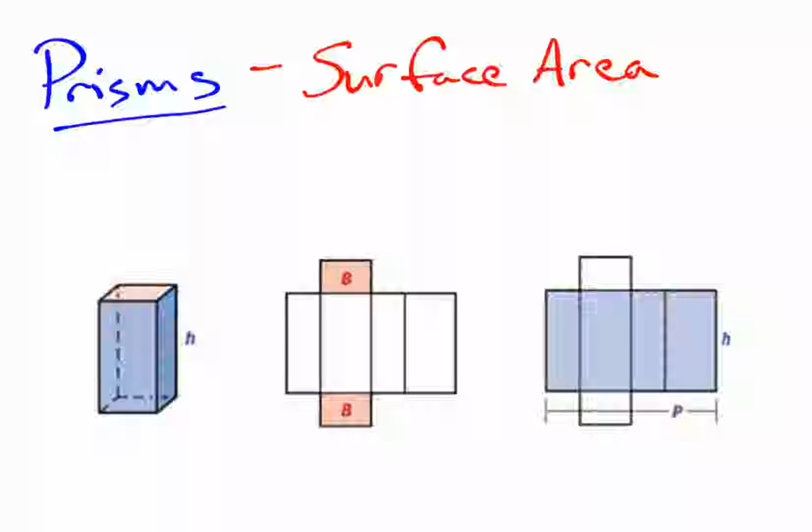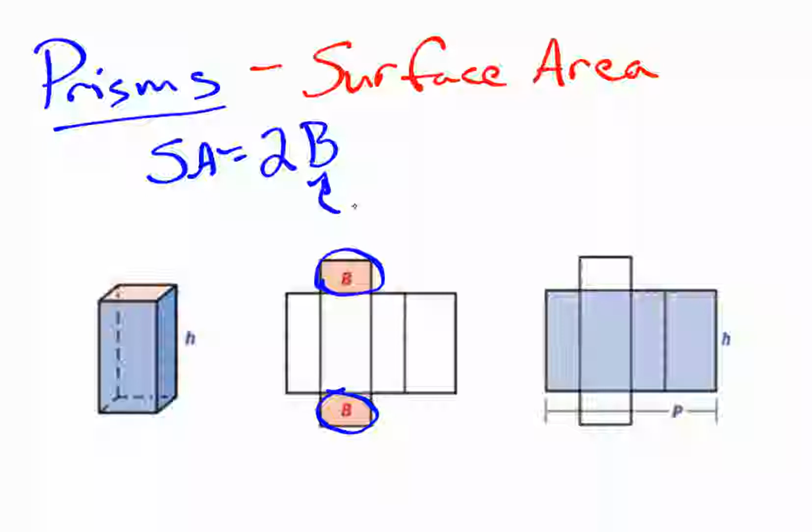So when we talk about finding the surface area of a prism, what we have to do is think of the different parts that are involved here. So to find surface area, we're going to take the area of the bases. Now in prisms, the bases are always going to be congruent to each other. So we're going to take 2 times a capital B. That capital B is the area of the base. And that's the area of the base of that prism.